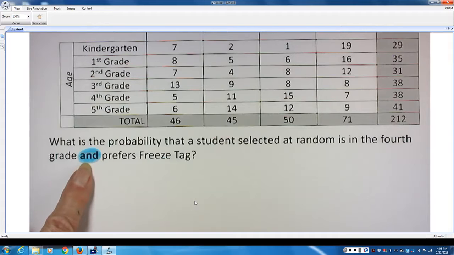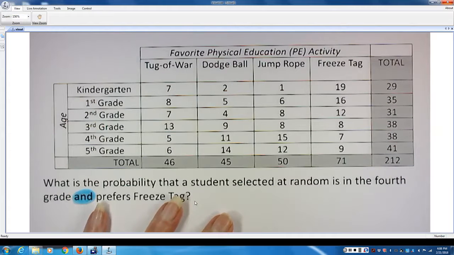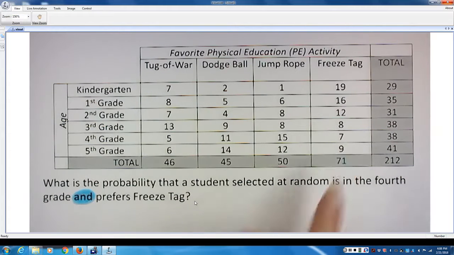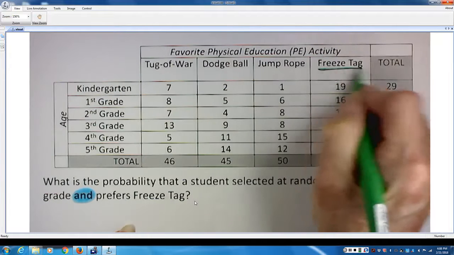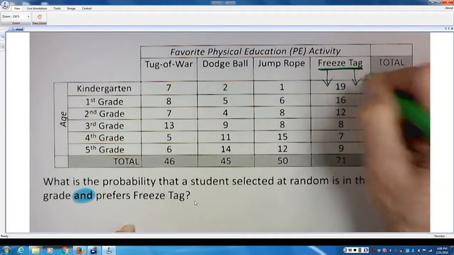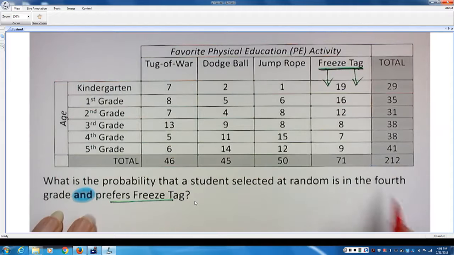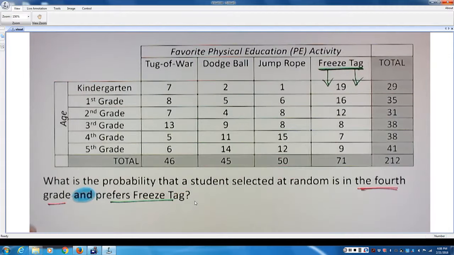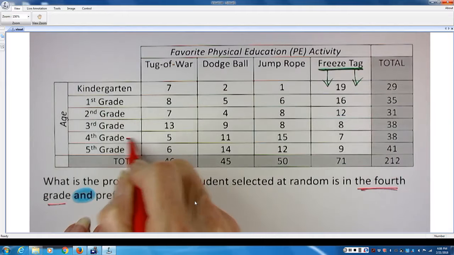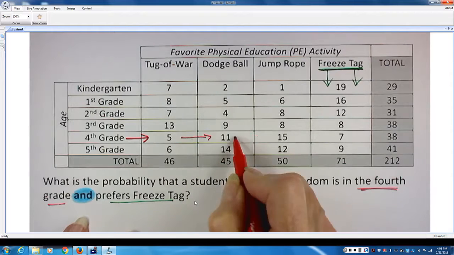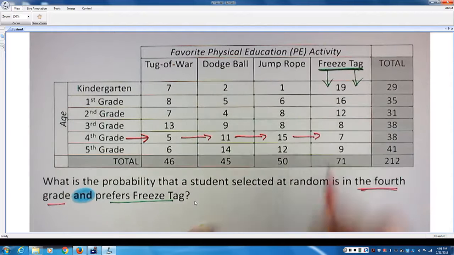What does it mean for a student to be in the 4th grade and prefer freeze tag? How many kids are there like that? Where are they? Okay, they're just in the column that talks about freeze tag, because it says they prefer freeze tag. But they're only in the row of the 4th graders. And the place that those overlapped was 7.